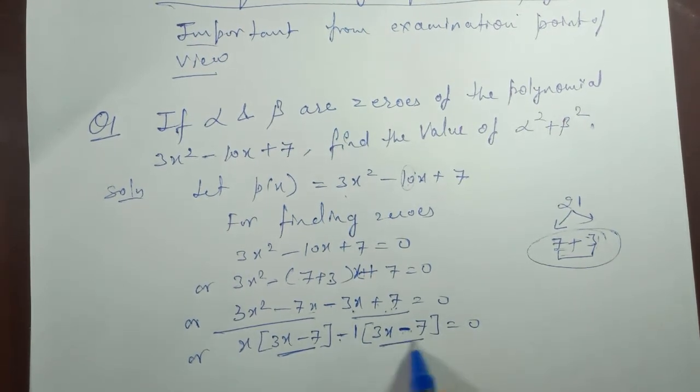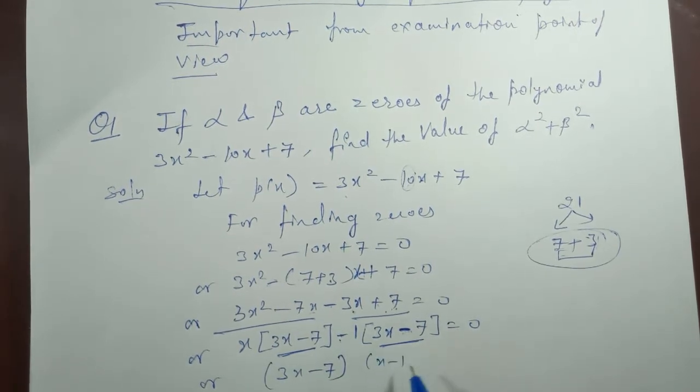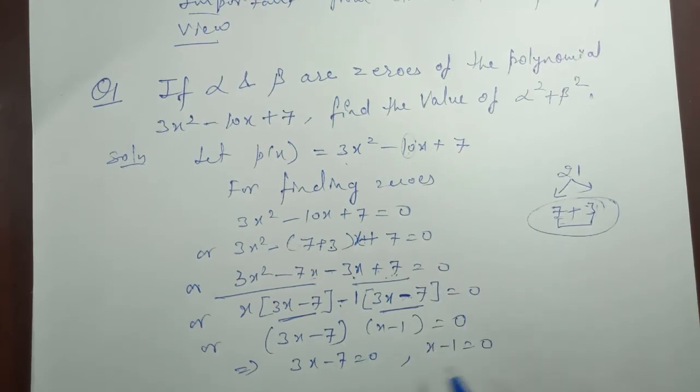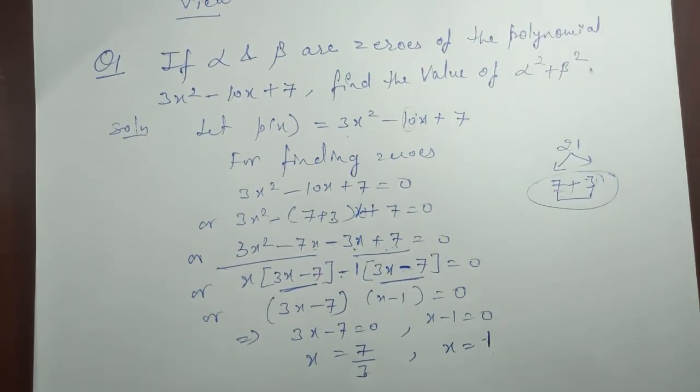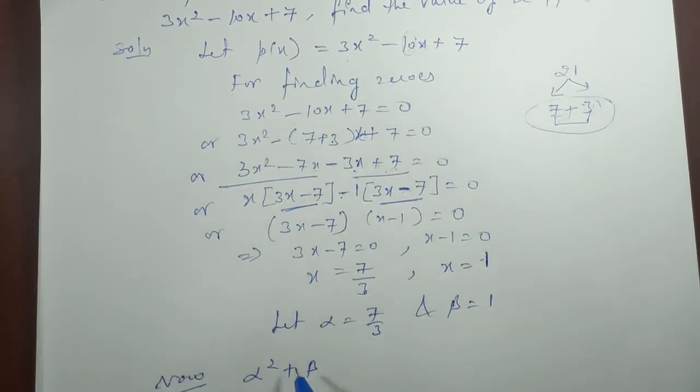Now both the terms within the brackets are the same, so take them one time: (3x minus 7)(x minus 1) equal to 0. This implies 3x minus 7 equal to 0 and x minus 1 equal to 0. Transposing the terms, minus 7 moves with a plus sign, 3 is in multiplication so it moves into division, and x equals plus 1. So these are the two zeros: let alpha equal 7 by 3 and beta equal 1.